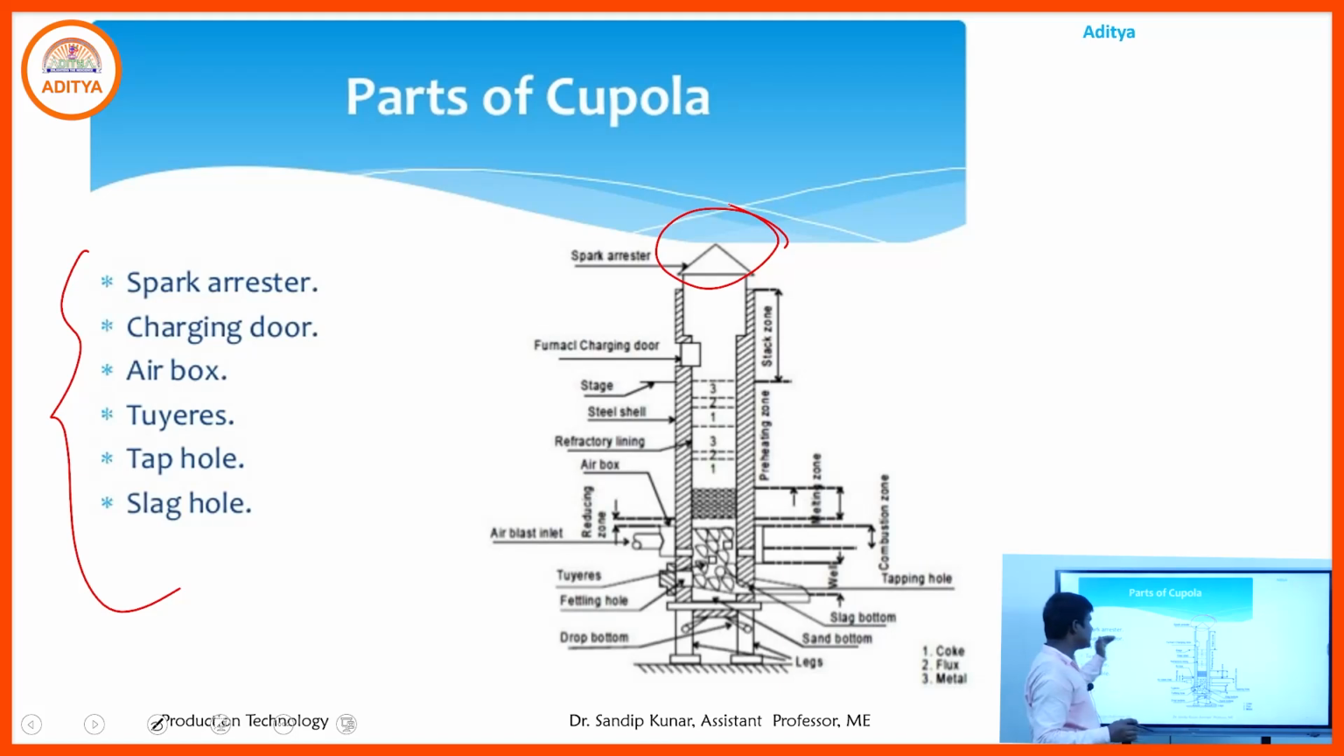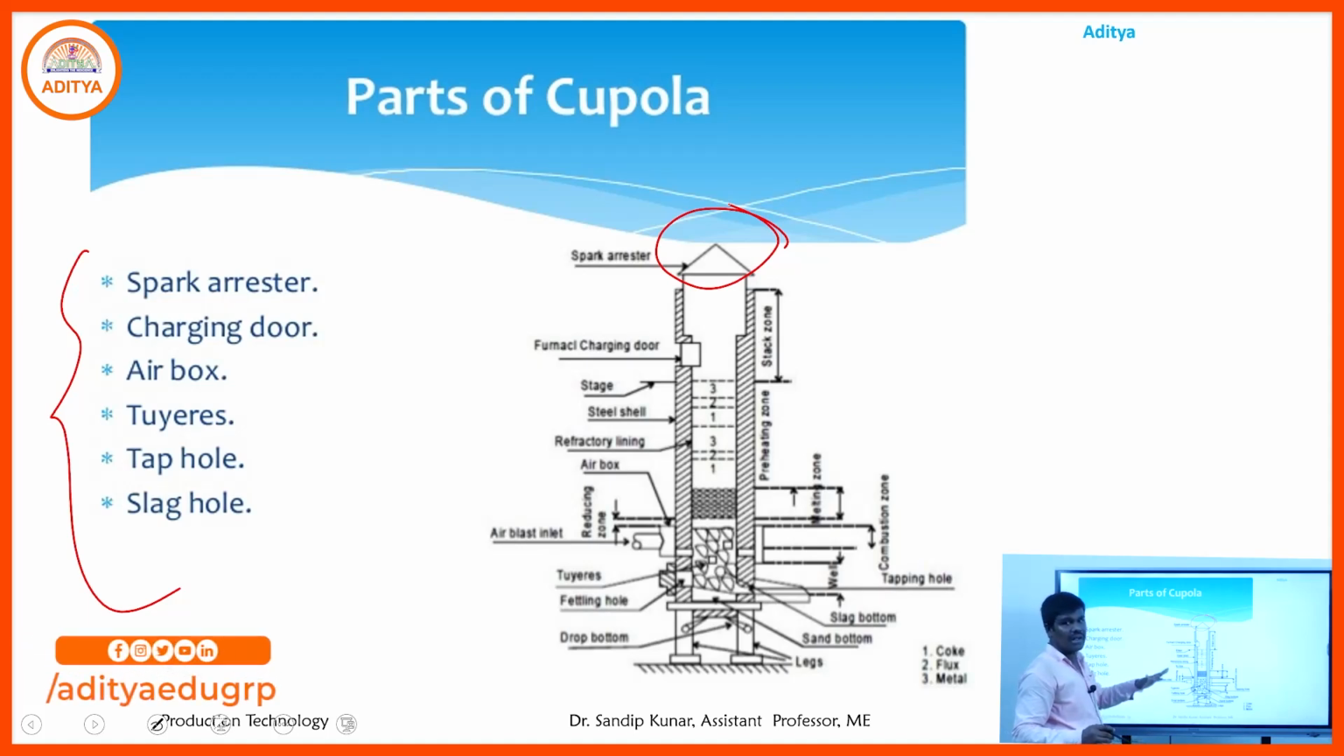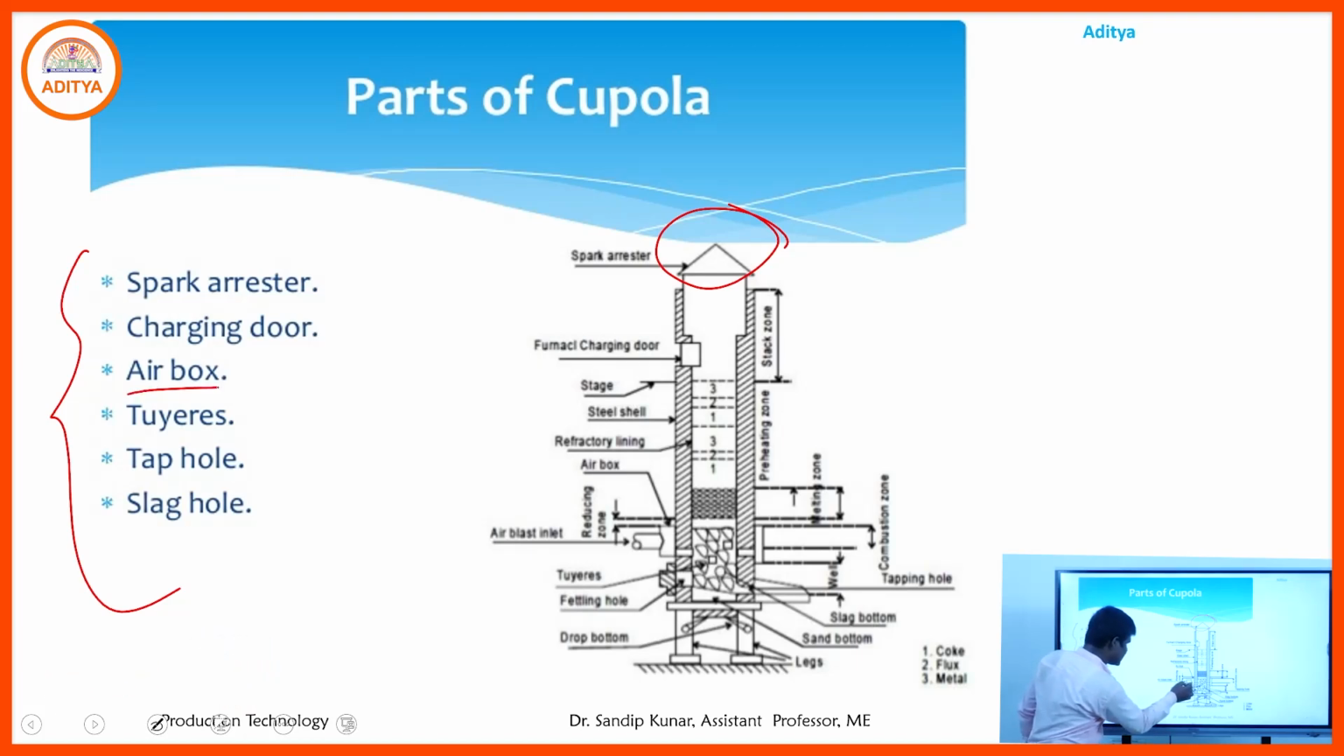Charging door means the opening through which we send the charge, meaning metal, coke, and flux, to the particular melting zone or combustion reducing zone. Then the airbox is there. That airbox helps to send oxygen to the furnace for burning purposes. Tuyeres are also used for sending oxygen to the furnace for burning purposes.